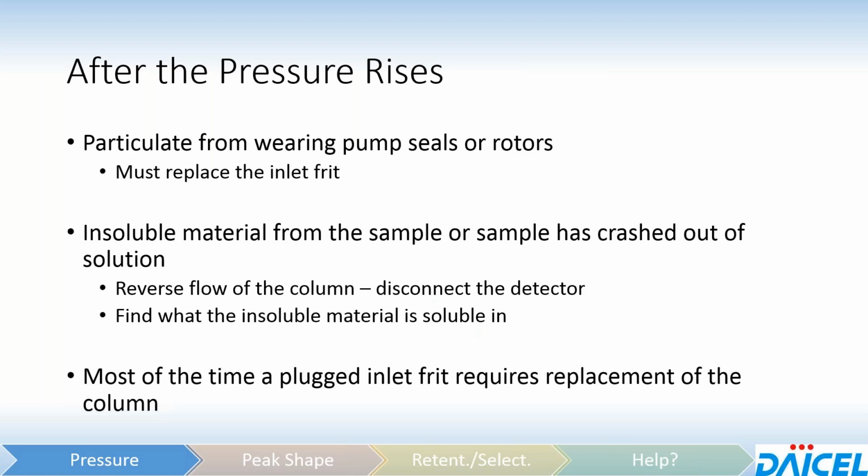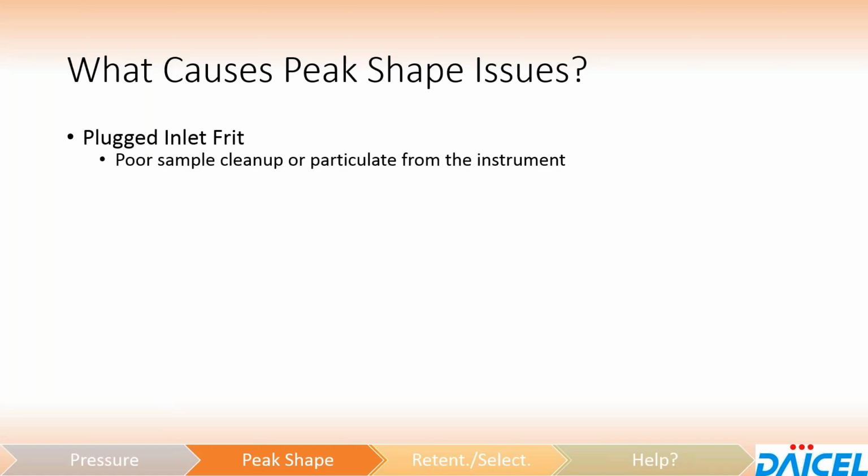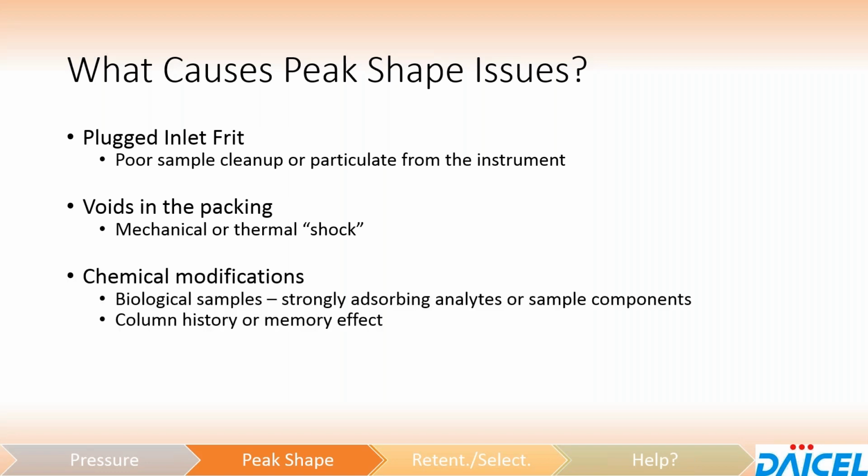So that is it for pressure issues. Next, what causes peak shape issues primarily? As was the case with the plugged inlet frits for pressure, they can also cause issues with peak shape. And that's caused primarily, again, from poor sample cleanup or potentially some particulate forming from the instrument. Peak shape issues can also be caused by voids in the packing as a result of either mechanical or thermal shock. And then lastly, they can be caused by chemical modifications.